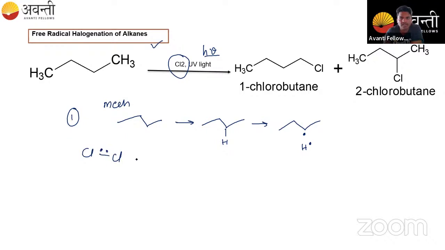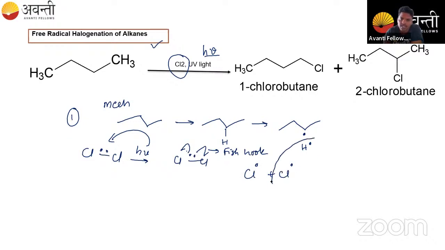So both are shared. Okay, so the bond between them is covalent. Whenever sunlight is passing, the chlorine and chlorine will each get one electron. This is called a fish hook. So each chlorine will get one electron: chlorine free radical plus another chlorine free radical.